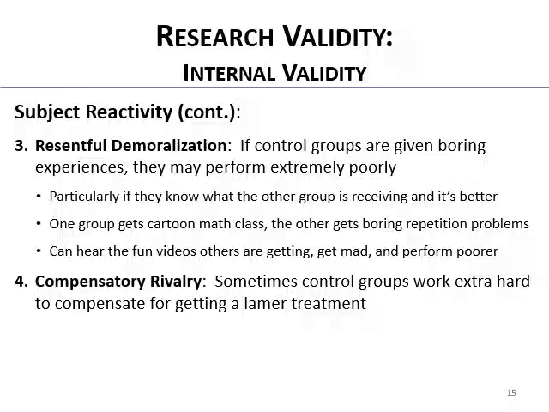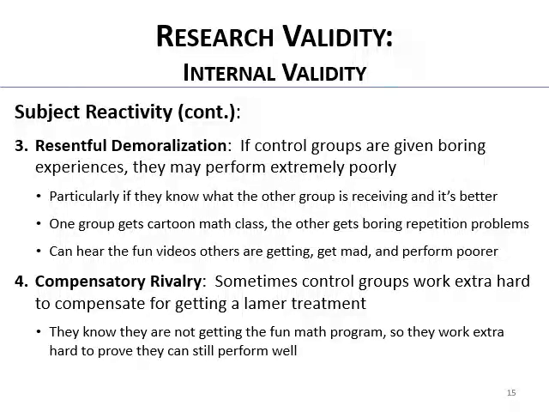So the flip side of that is compensatory rivalry. Sometimes control groups know they got the short end of the stick or the boring intervention, and so they work extra hard to compensate for the fact that they got this lamer treatment. They know that they didn't get the fun math program, so they work extra hard to show that they can still perform well. And so again, this is the flip side of resentful demoralization.